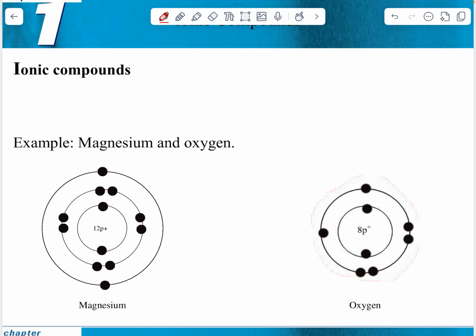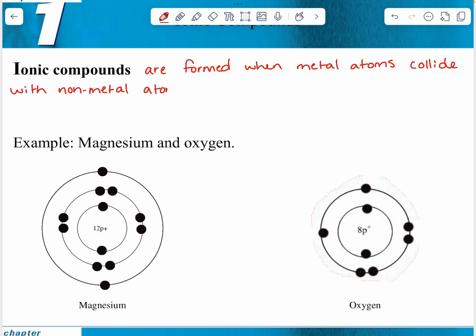So ionic compounds are formed when metal atoms collide with non-metal atoms, which results in it losing electrons to the non-metal.